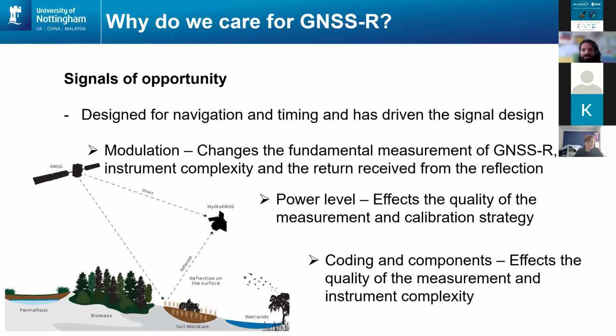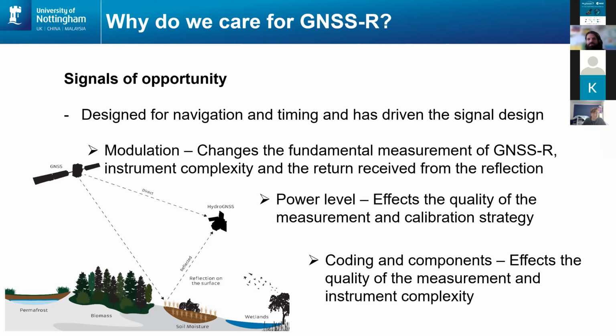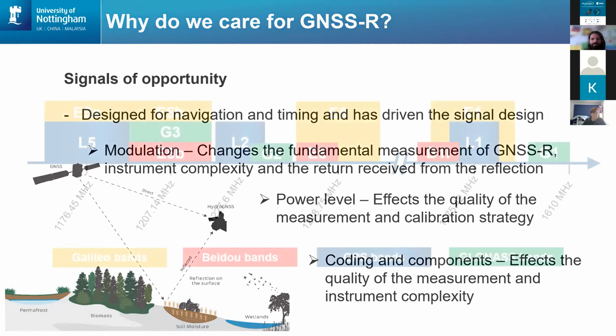The things we care about for reflectometry particularly are the modulation, the fundamental core modulation that's used on the GNSS signals. We'll talk quite a bit about that, as that affects the actual measurements, so those delay Doppler maps that Lucy was just showing in her presentation. The power level, so how much of a return you actually get from the reflected signals and how we calibrate that. And we care about the coding, because that affects how we can actually form the measurements, the quality and power level of the measurements, and the complexity of the instrument for us receiver designers as well.